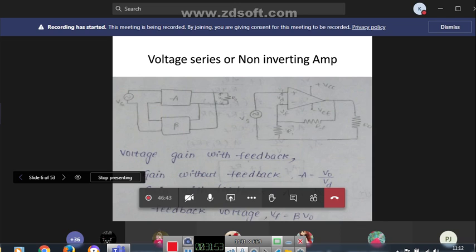And the output impedance with feedback is R0 by (1 plus A beta). The output impedance decreases by 1 plus A beta, and the bandwidth increases by 1 plus A beta. And the output offset voltage and the distortion decrease by 1 plus A beta times. So this is about the voltage series or non-inverting amplifier.